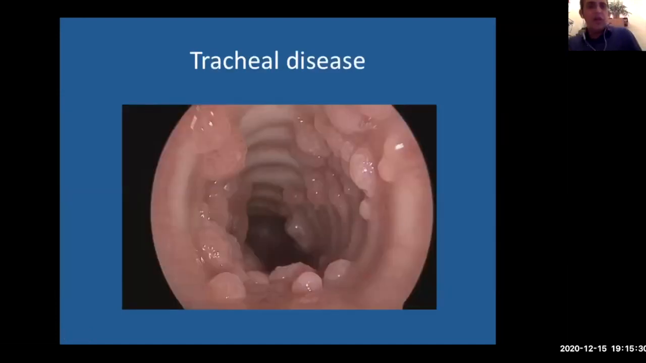How do we deal with tracheal disease? Now, thankfully, this is quite rare. When we examine a patient, or when we do debulking, we always examine the distal trachea and the carina, the left and right main bronchus, to make sure that there's no evidence of distal disease.